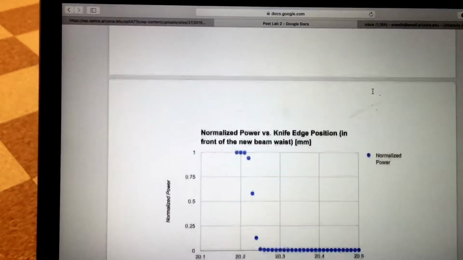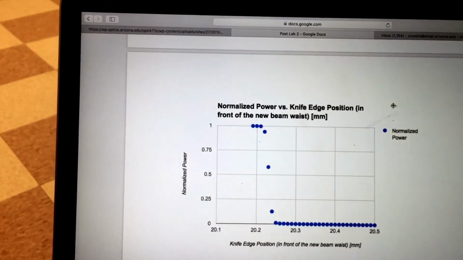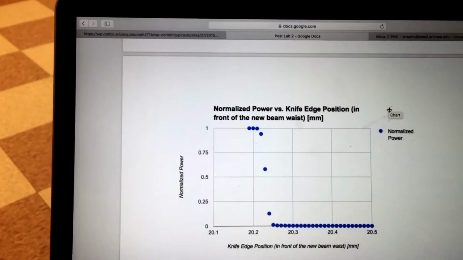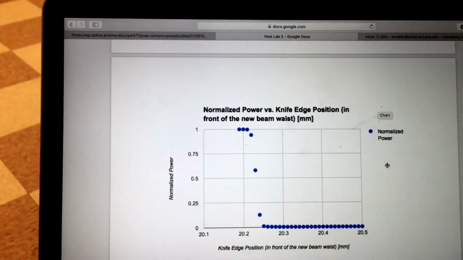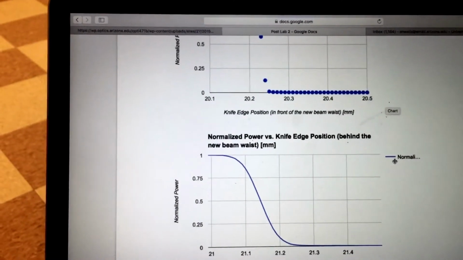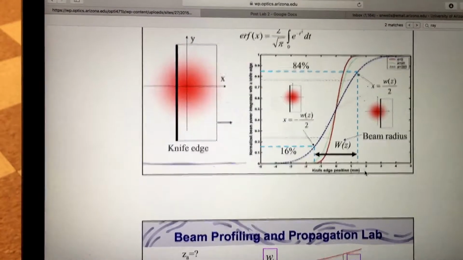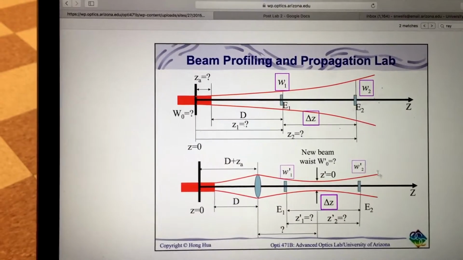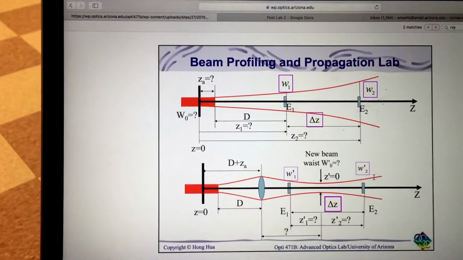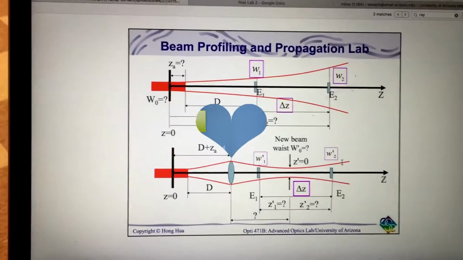For the beam waist in front of, or the normalized power in front of the new beam waist, it was higher, and behind the new beam waist was lower. We believe that due to the positioning being arbitrary, this could affect our values for the beam waist.